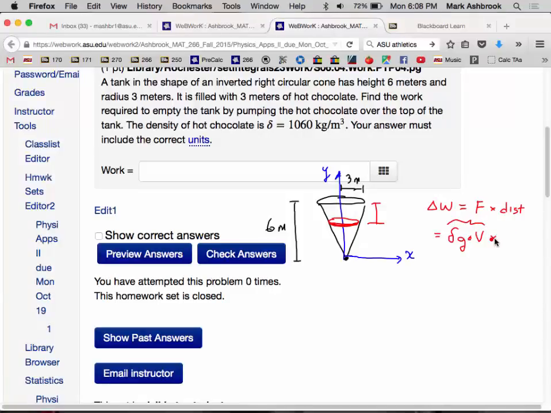And then how far is it going to go? It's going to go this distance right here. And what is that distance? Well, here is our y-coordinate. Our y-coordinate is from the vertex of the cone up to the layer. And then the whole thing is 6 meters tall, so what is that distance? It's 6 minus y. You agree with that? 6 minus y.